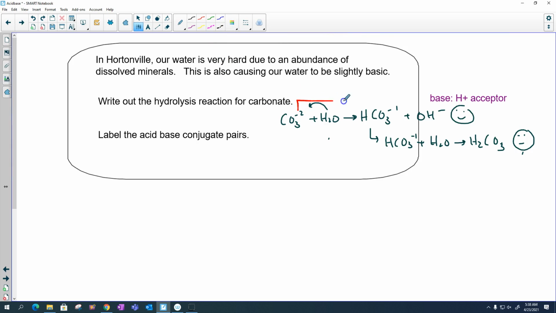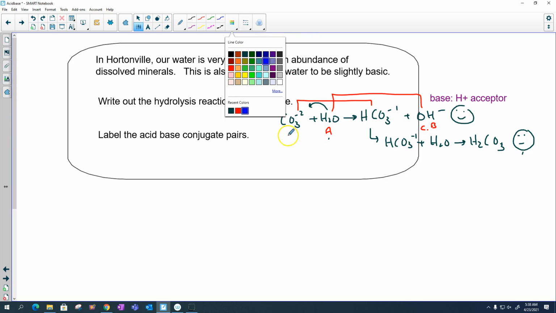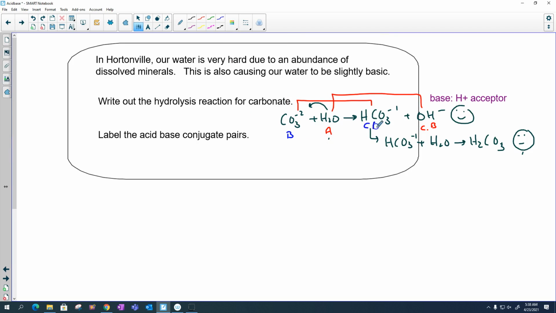These are conjugates, and these are conjugates. Yeah, they look just like each other. So this is the donator, so this is my acid, and this is the conjugate base. Remember, it flips from one side to the other side. This is my base, it's accepting, and therefore this is my conjugate acid. That's just how we would label it.